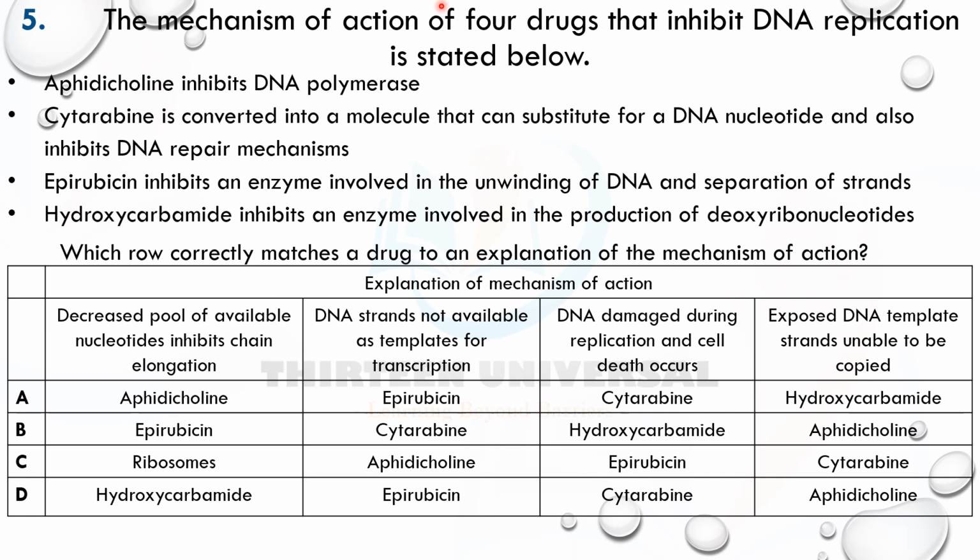Just a minute. So look at it. The mechanism of action of 4 drugs that inhibit DNA replication is stated below. Look at this. What's the name of this drug? Alpha-dicholine, whatever its name is. Alpha-dicholine inhibits DNA polymerase. Polymerase catalyzes the entire process of replication. It helps to copy the template strand, adds nucleotides to the growing chain, and of course forms phosphodiester bonds.